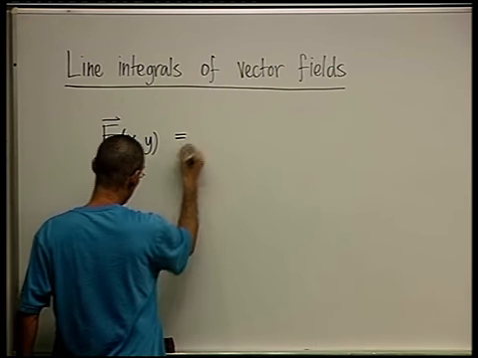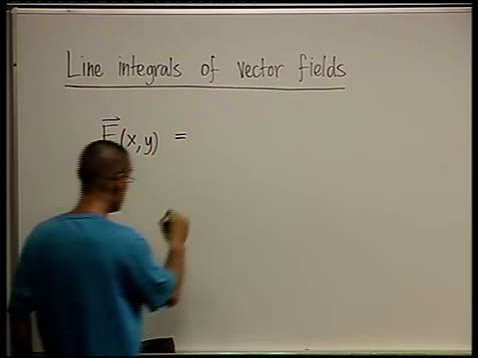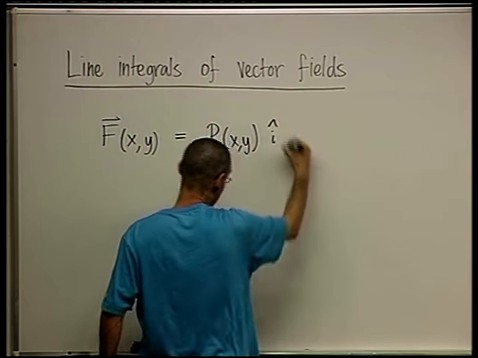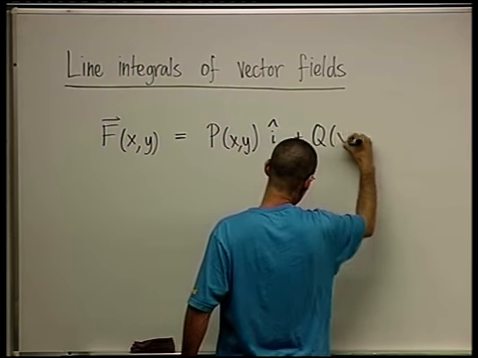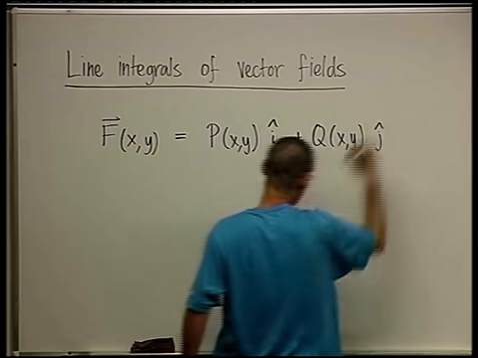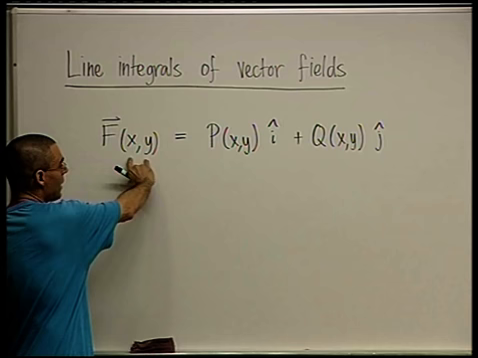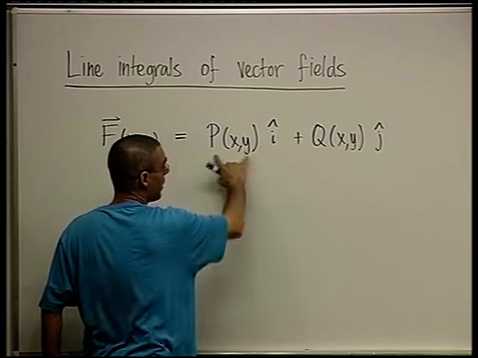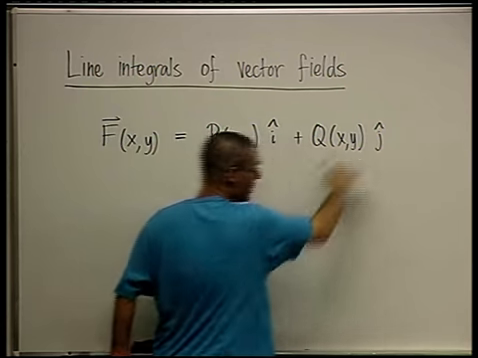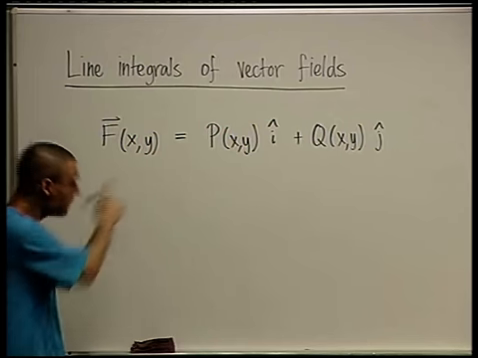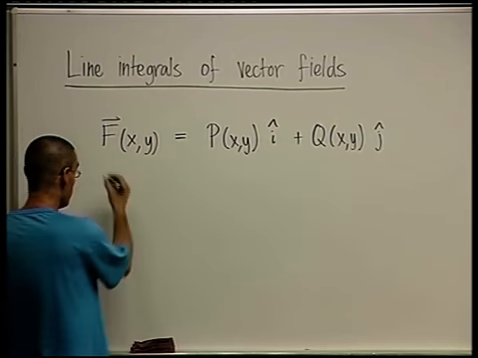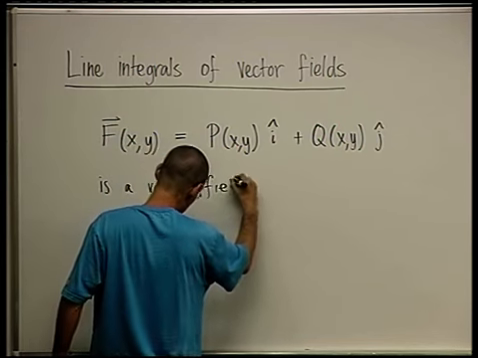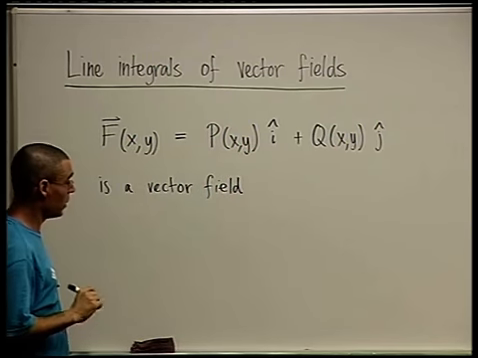So for example, suppose we have a function F, which is P of xy, this is now a scalar function, in the i direction, plus Q of xy in the j direction. So at any point xy, F gives you some number in the i direction, P of xy, plus some number in the j direction. It gives out a vector. We've seen examples of vector fields. Okay, so F is a vector field. It's a vector function, but the usual terminology is to call it a field.